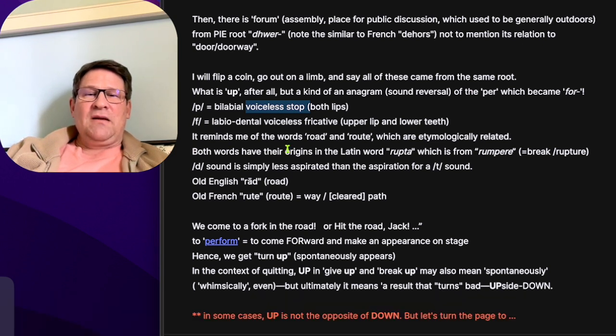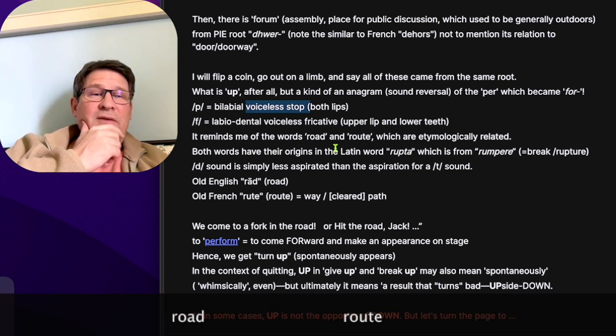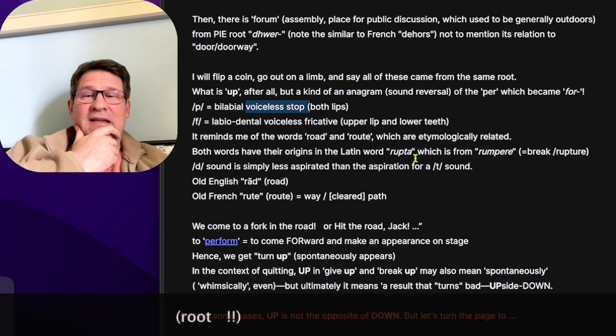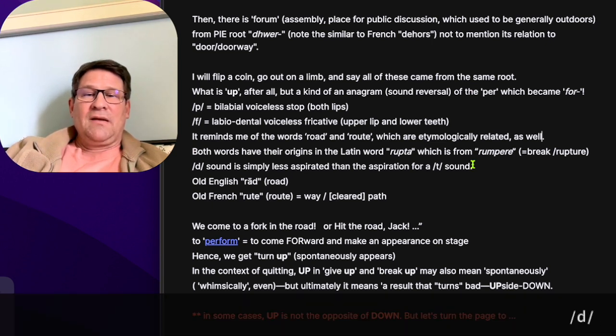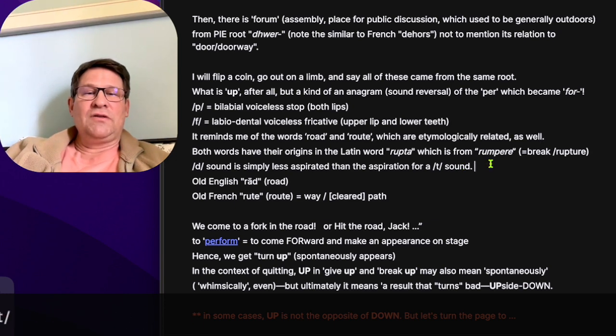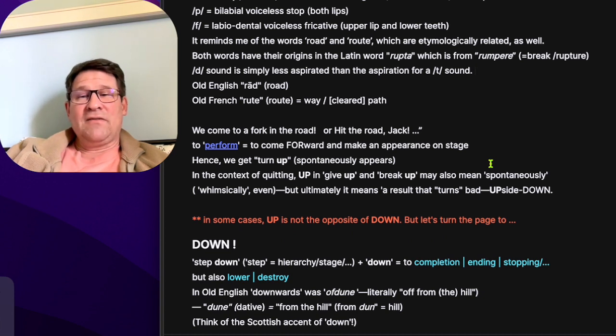So it reminds me of this phenomenon of the words road and route, which are etymologically related as well. Both words have their origins in the Latin word rupta, which is from rumpere, which means break or rupture. The d sound is simply less aspirated than the aspiration for a t sound. Road, route. And how we're pronouncing the vowels is another matter. It's just a question of accent, right?